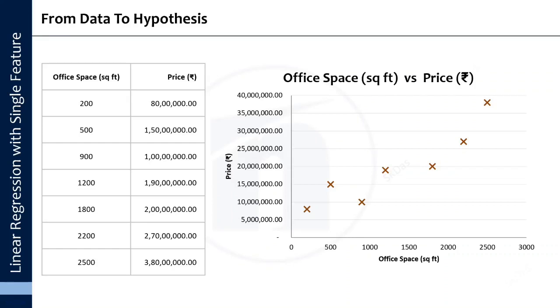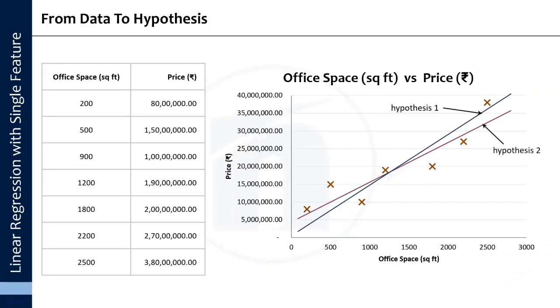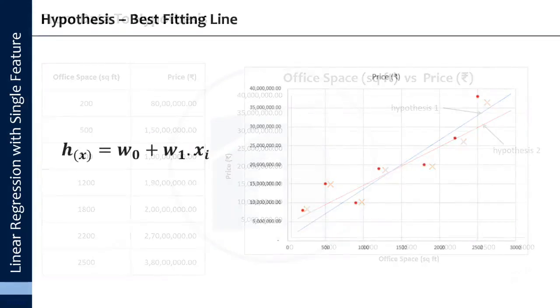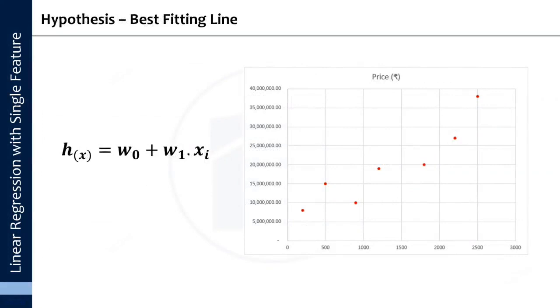A line can be drawn like this. Let's call it hypothesis 1. Or a line can be drawn like this. Let's call it hypothesis 2. But at this moment, we don't know which is the best line. So our objective is to draw the best fitting line with these points. So these are the points and we have to find the best fitting line.